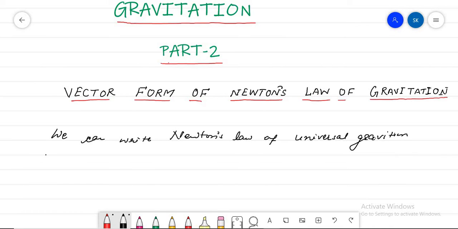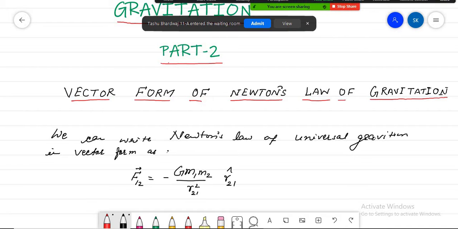In vector form, F12. What is 1, 2? I will state about all things. This is the formula: minus G M1 M2 upon R square, but there is R21. You can write R21 square of this one, and the unit vector of R21. Now we will discuss all the parts which we are applying here.